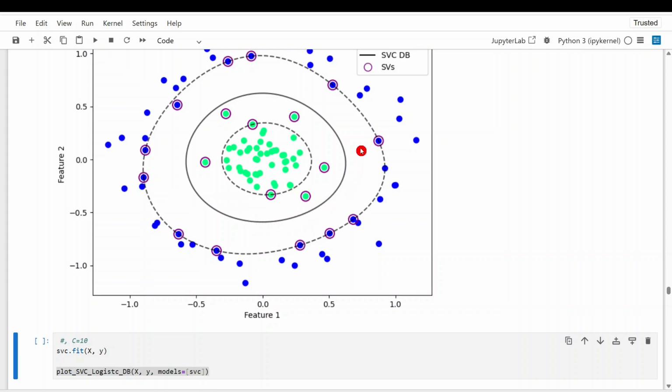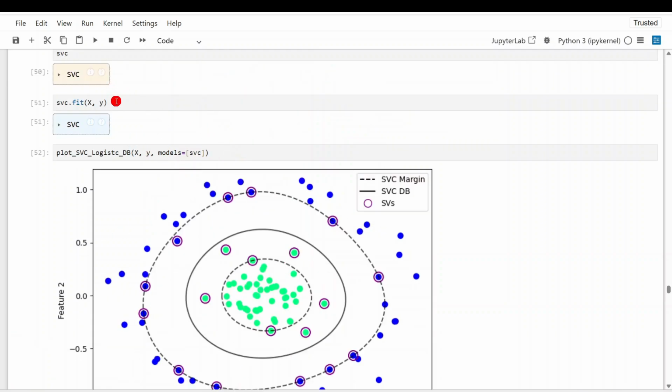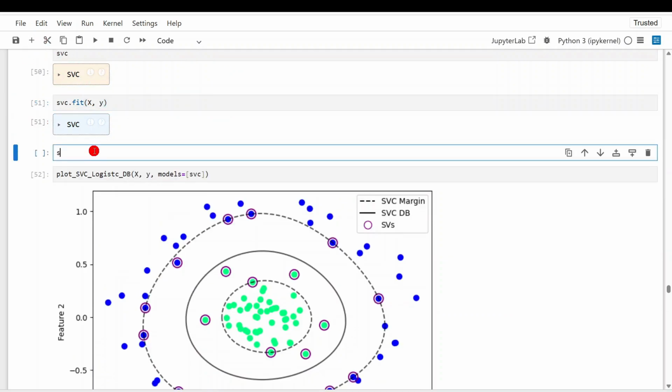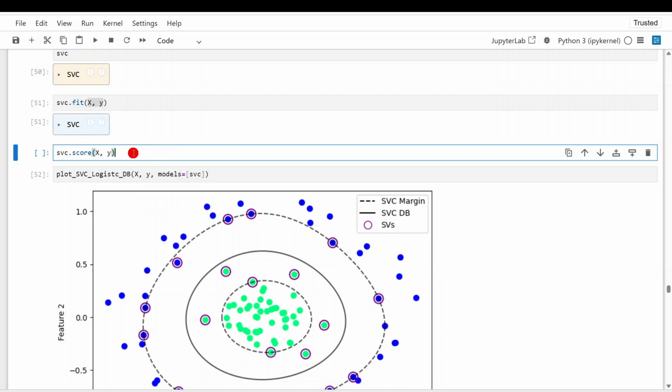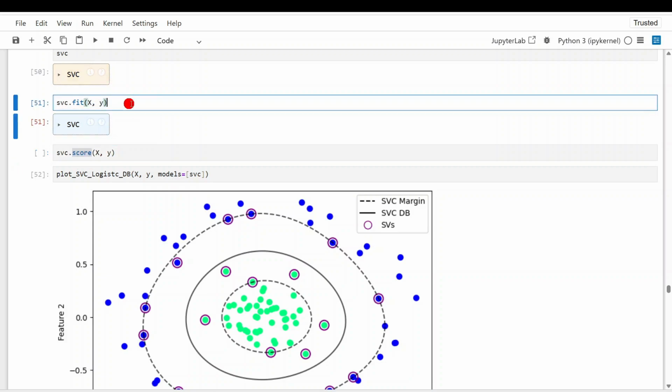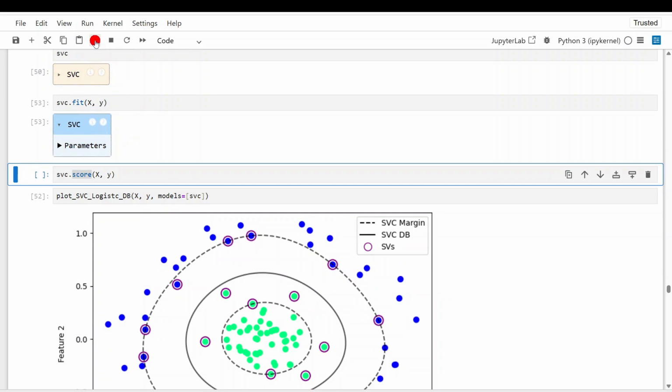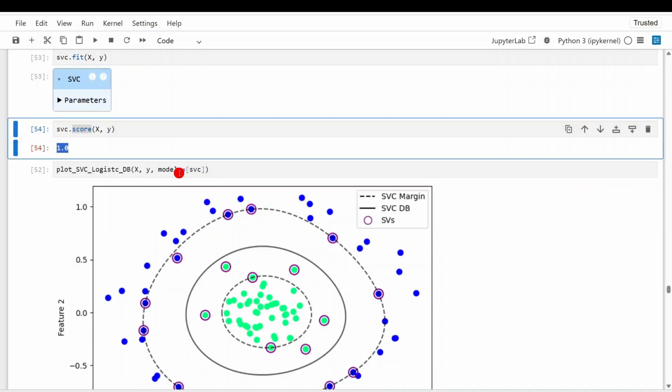Therefore, this is the support vector classifier. This line classifies the blue and green points with 100% accuracy. If we are interested, we can look at the accuracy of the model with svc.score. We can easily observe from the graph, or if we are interested, we can look at the numerical value by calling the score method from our fitted support vector classifier. So yeah, therefore 100%.